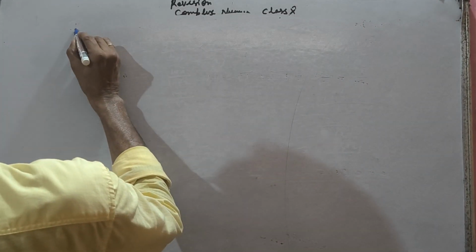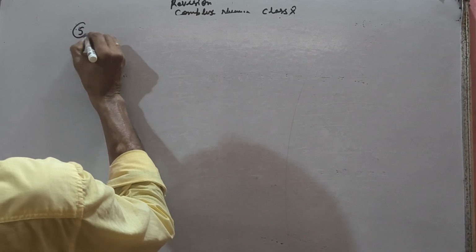Question number, what was it, 5 or 6? How many sums have you done? 5. 5 now.